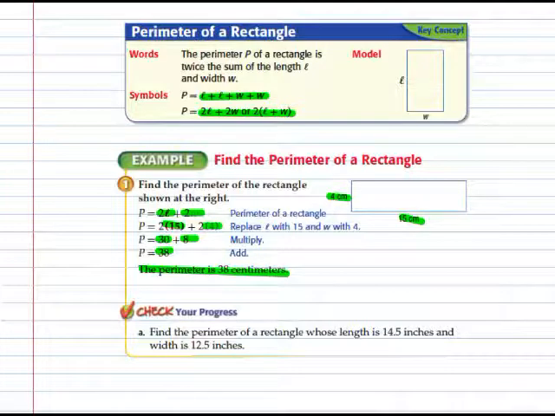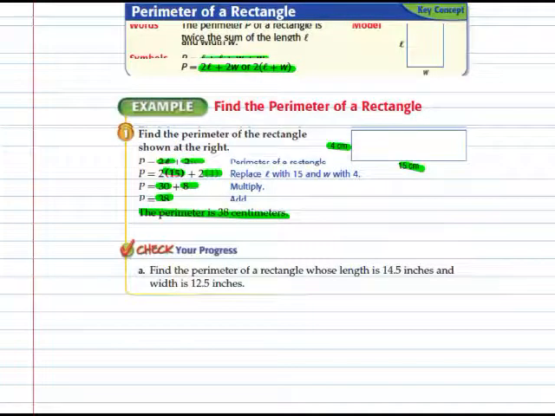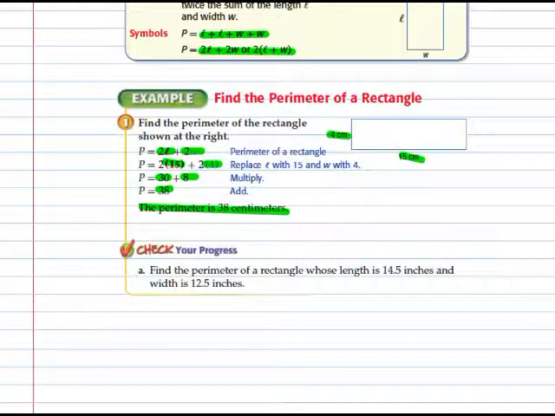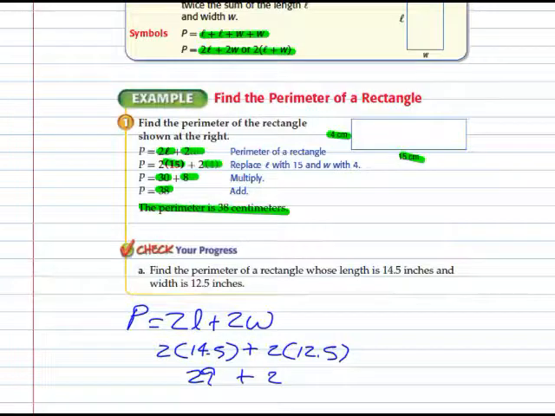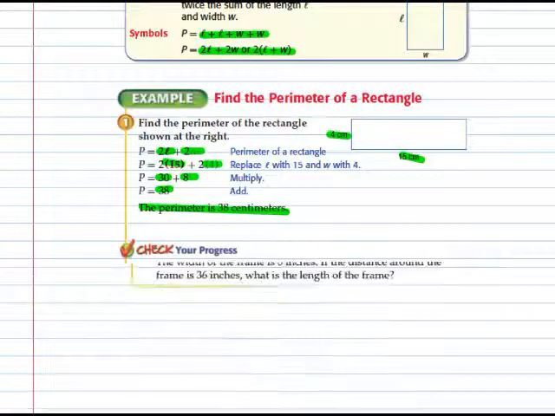Find the perimeter of a rectangle whose length is 14.5 inches and width is 12.5 inches. We'll use the same formula. So we'll say perimeter equals 2L plus 2W. So 2 times 14.5 plus 2 times 12.5 gives us 29 plus 25, or a perimeter of 54 inches.